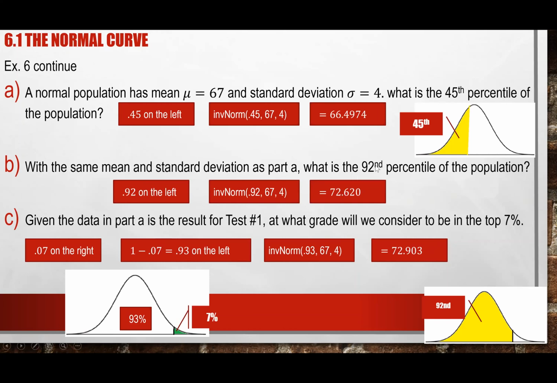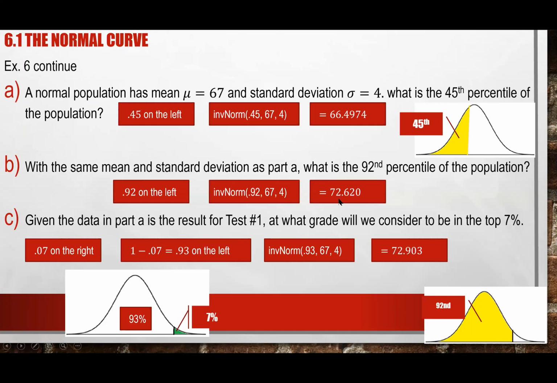What does the 92 percentile mean? Meaning again, as you can see, your score on this particular test, if you score 72.62 on this test, you are 92 percentile. Meaning again, it's not that you score 92 on the test.